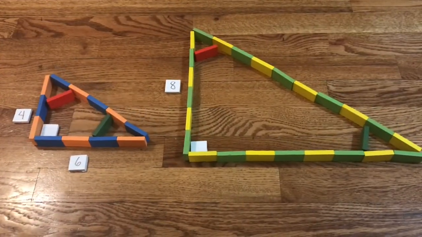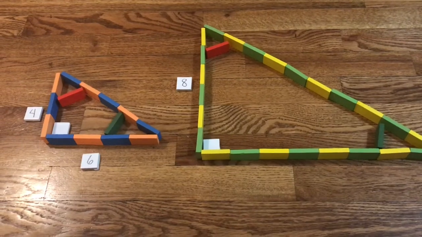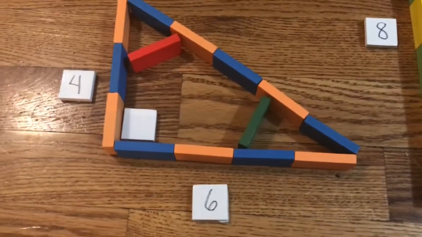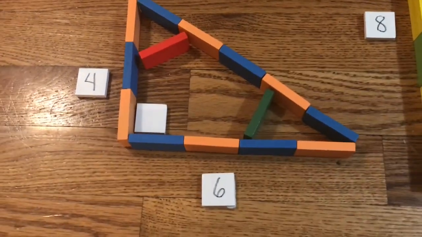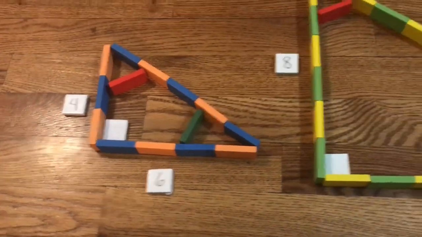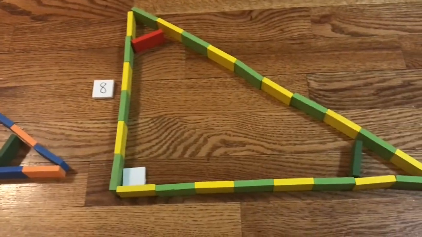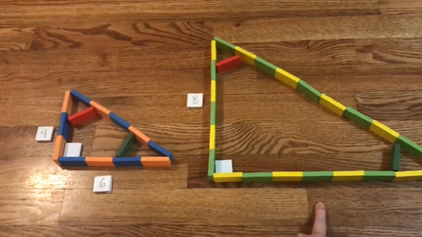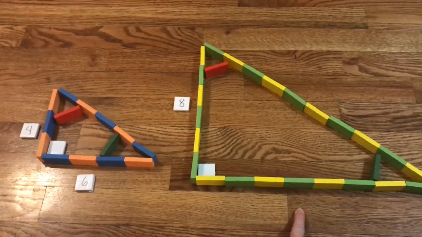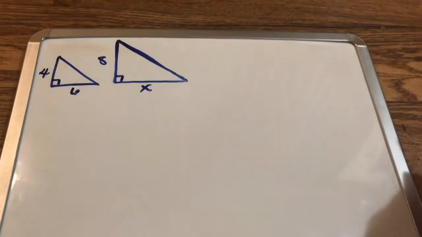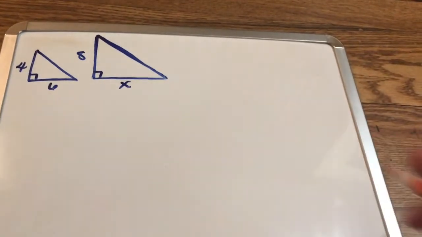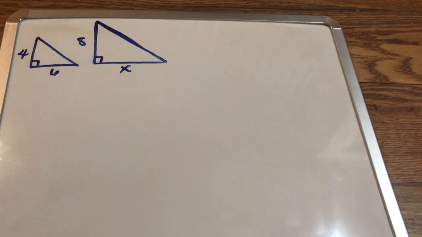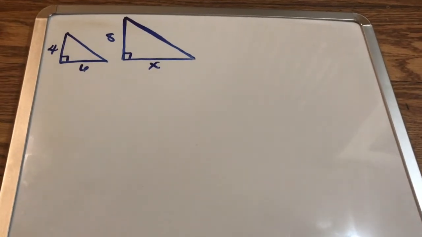But what if we had something like this? Over here we know these 2 sides are 4 and 6, even though they don't count to that many dominoes, but don't worry about that. And then this one is 8, but we want to know this side. How would we figure that out? If you know that triangles are similar, then you can use a proportion to find a missing side.